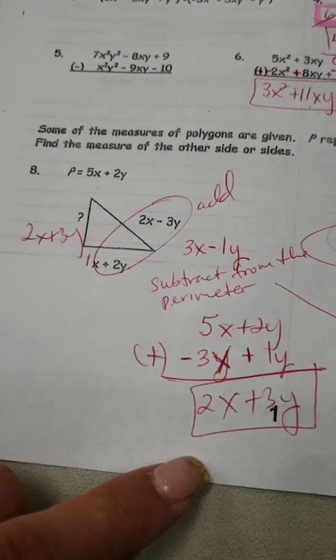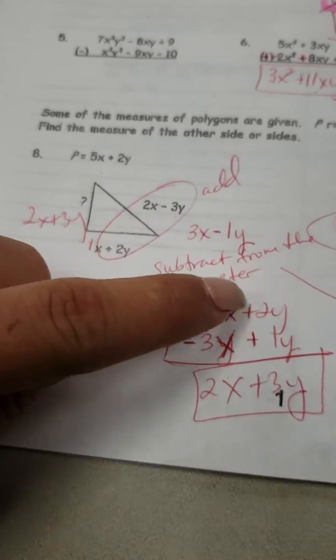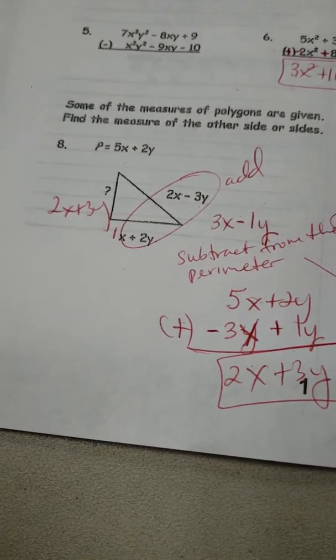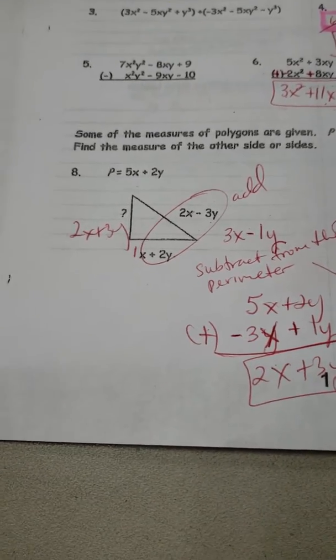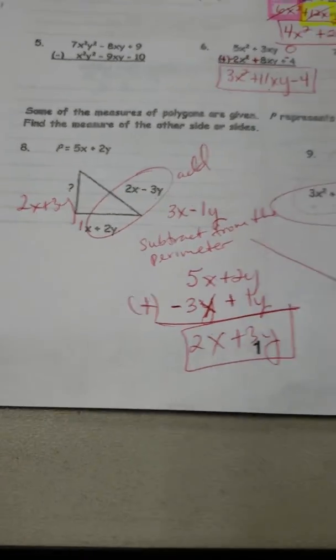5 minus 3 is 2. Keep the x's with the x's. 2 plus 1 is 3. Y. That's our answer. So that's like number 5 on page 3 of our homework today.